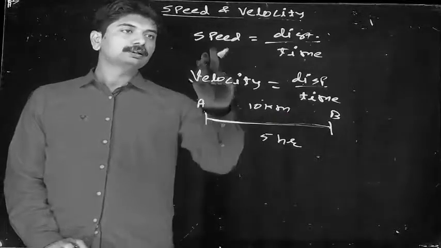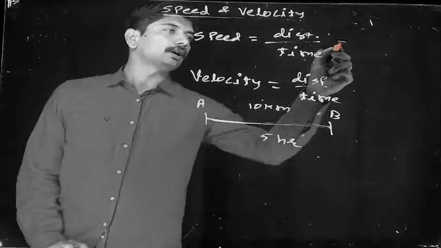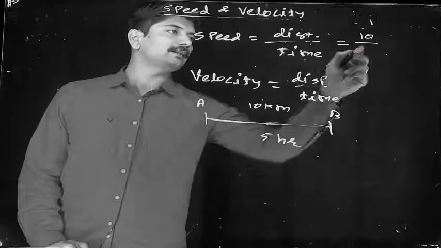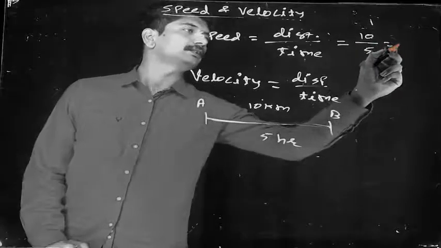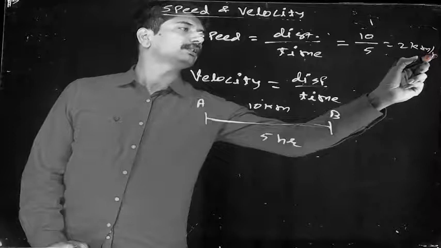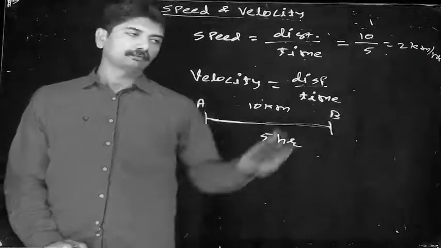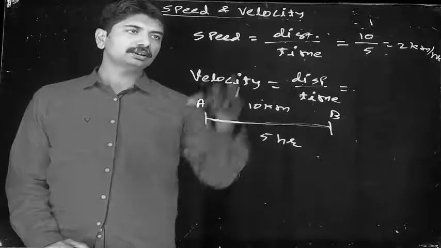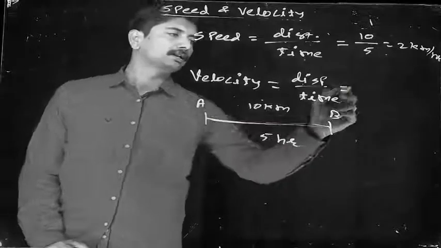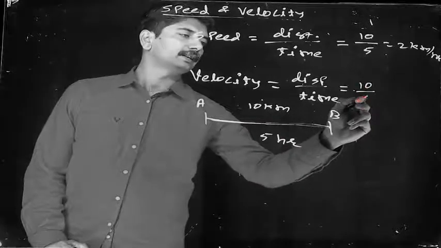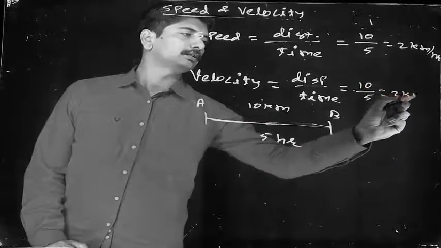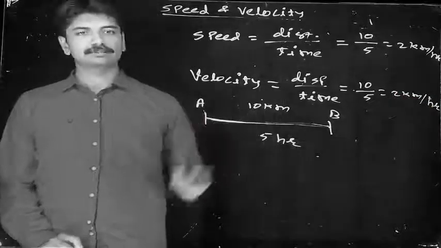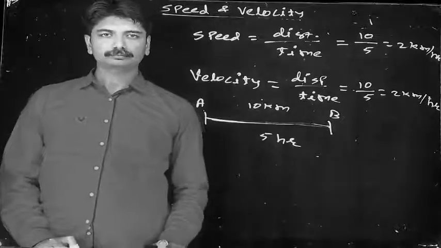Then speed is equal to distance upon time. How much distance has it covered? 10 kilometers. What is the total time required? 5 hours. So what is its speed? 2 kilometers per hour. Velocity is the same, as this is straight line motion, and in straight line motion distance and displacement are the same. So 10 divided by 5 is equal to 2 kilometers per hour, directed from A to B, because displacement is a vector quantity.